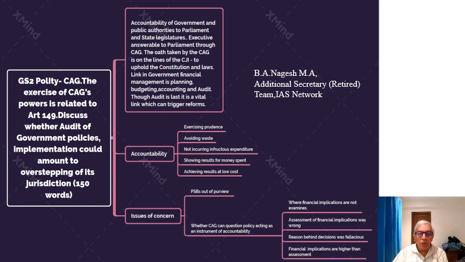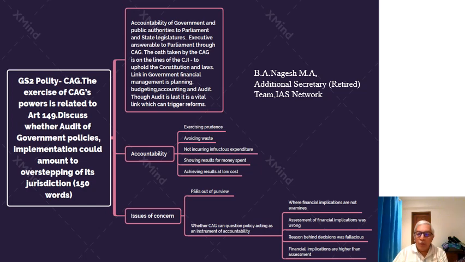Now the moot question is whether the CAG can question policy, acting as an instrument of accountability. We said CAG is the instrument of accountability. Can it question policy? See, there are 4 hypothetical situations where financial implications are not examined. Now, you have taken a project, say widening of a national highway or widening of the state highway, whatever. You have not analyzed the financial implication.